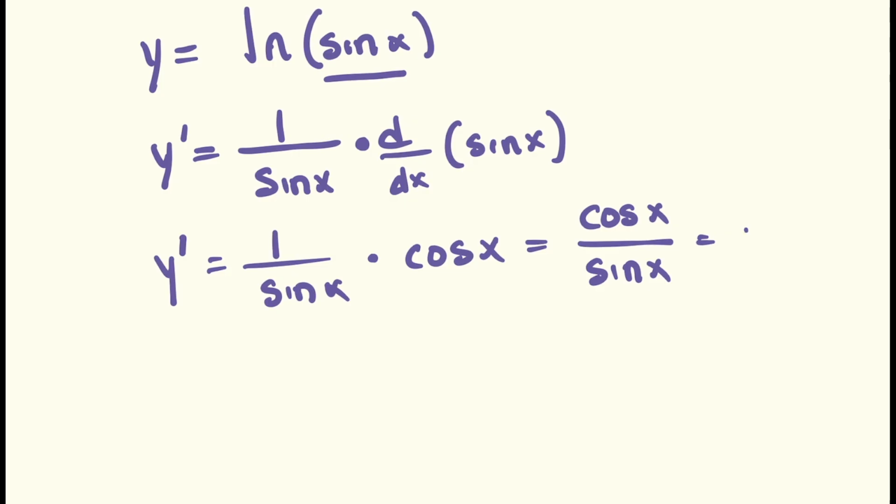If you want to be super fancy, you can rewrite this as cotangent of x. Personally, I don't believe that's worth the brain power to memorize those things. So I would just keep on writing it as cosine over sine. So there's the second part of our equation that we wanted to know the derivative of. Let's go back to our original function.